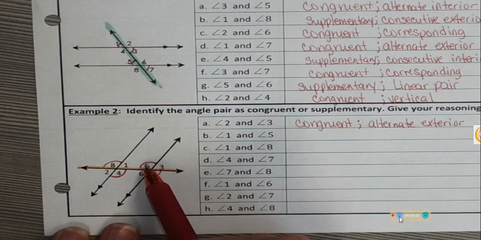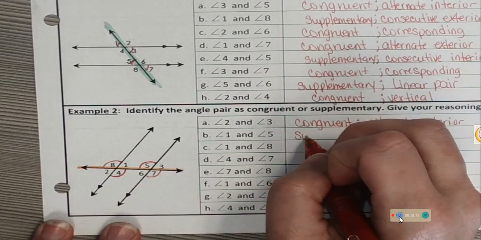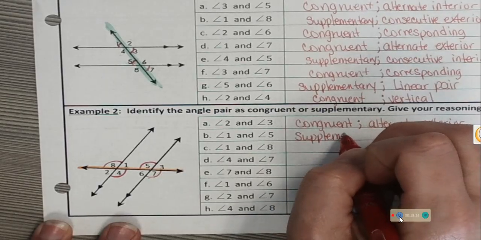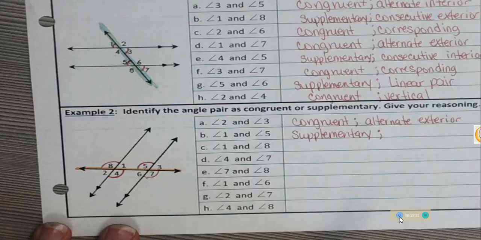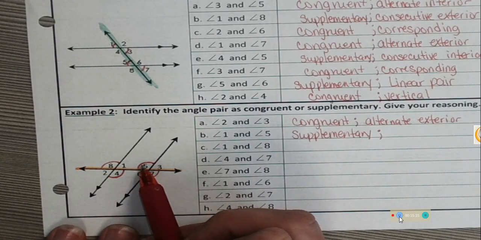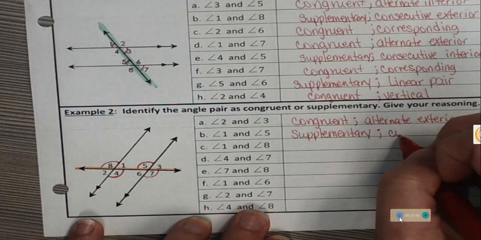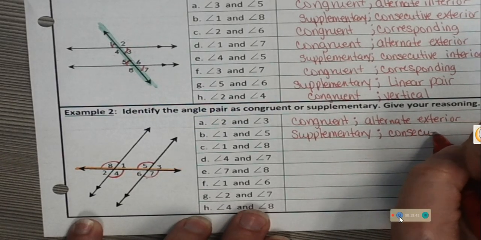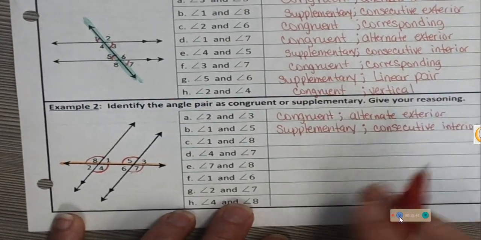So I clear my mind. Angles 1 and 5, are they marked to be congruent? Nope. So if they're not congruent, one is marked and one is unmarked, then that is supplementary. So those two would add up to be 180 degrees. Now, what's their relationship between 1 and 5? They're on the same side, so they're consecutive. Are they interior or exterior? Interior. Consecutive interior angles.